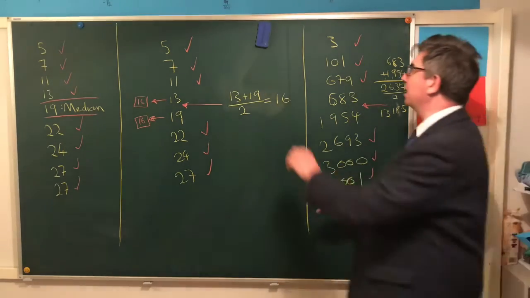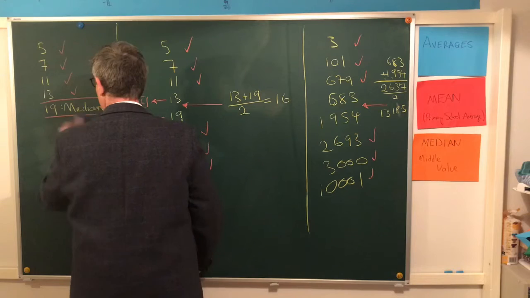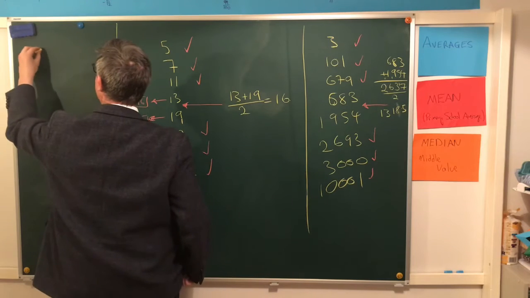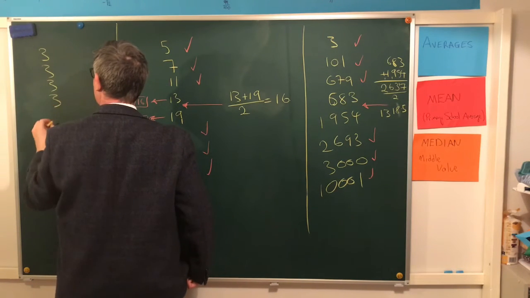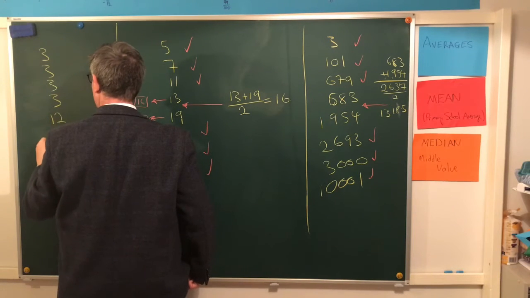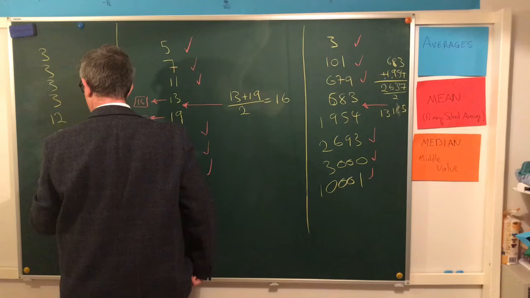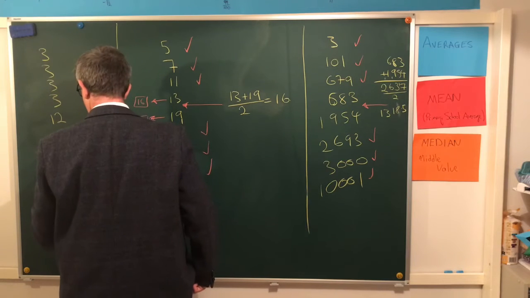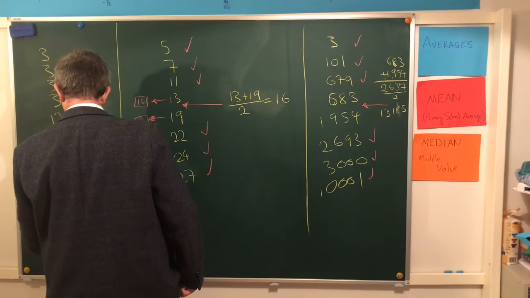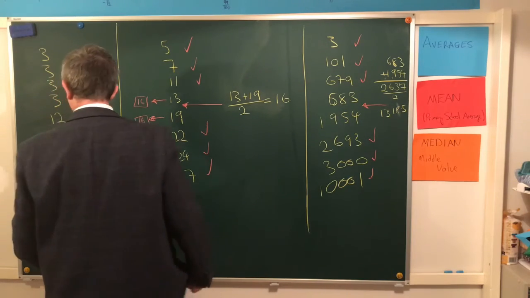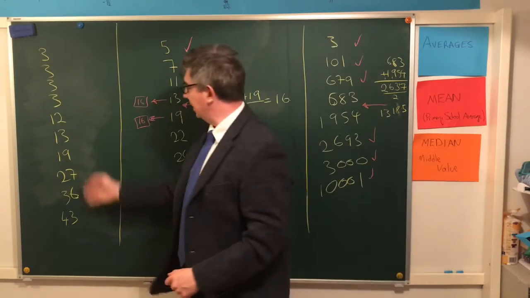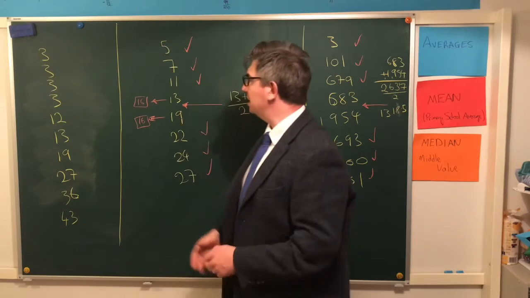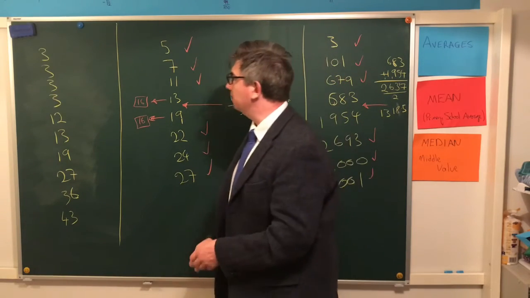Okay, let's think a list up for you guys to have a go at. So can you guys calculate the median of this data set? So it's 3, 3, 3, 3, 12, 13, 19, 27, 36, 43. So work out the median of that data set now. So pause the video and come back to me.